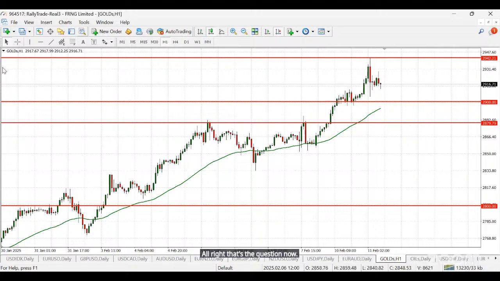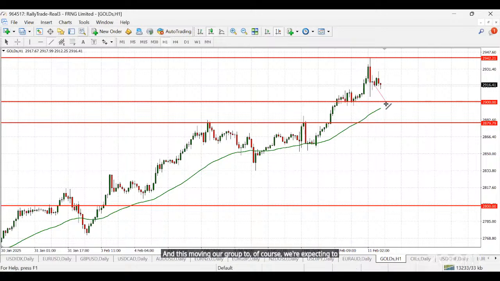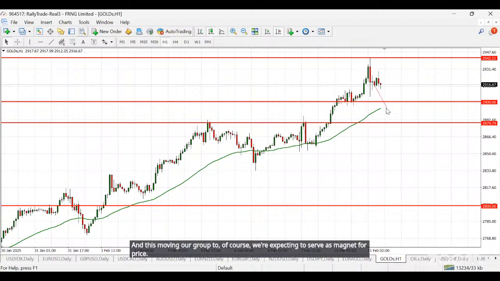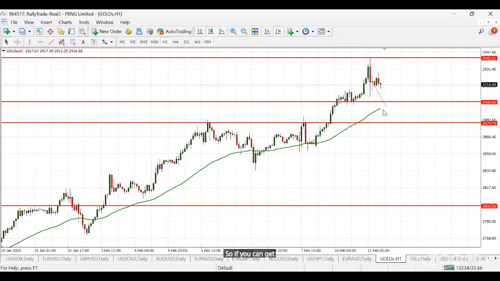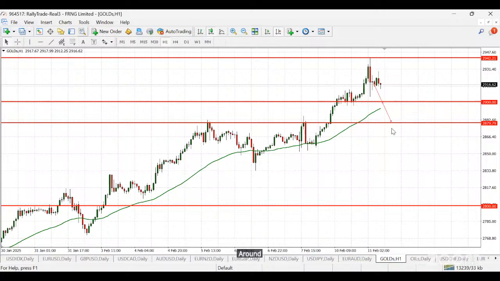So firstly, we're looking at this previous high at 2900, and this moving average too, which we expect to serve as a magnet for price. So if we can get a pullback into this area, then that would give us a fantastic entry. Or we get a pullback into around 2880. So either 2900 or 2880.